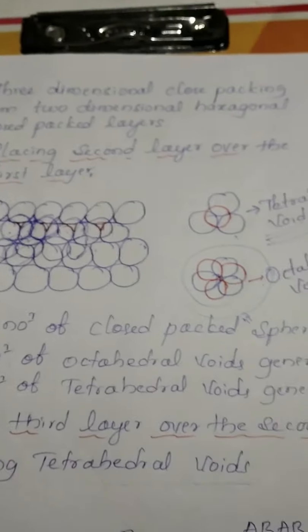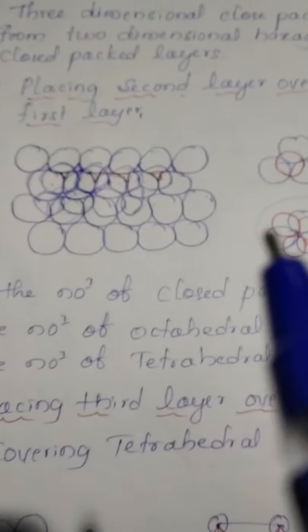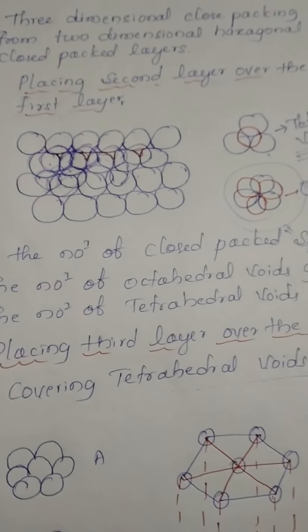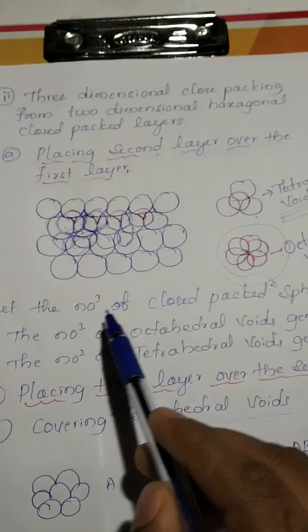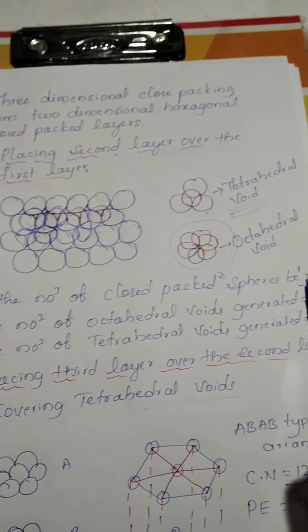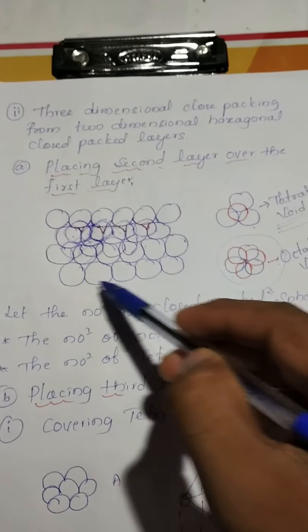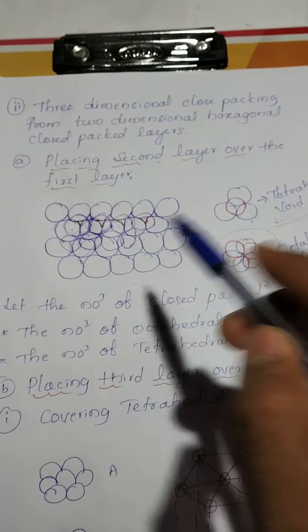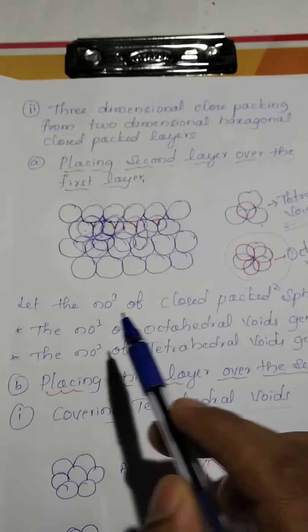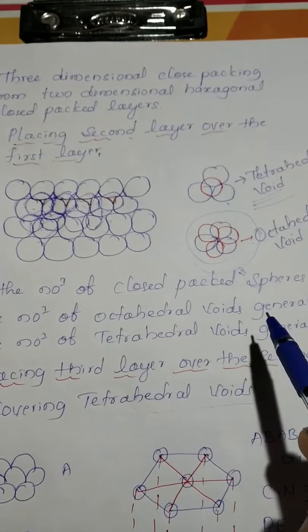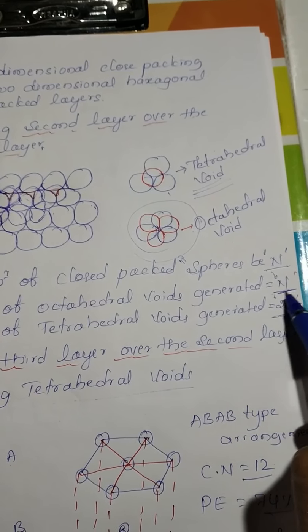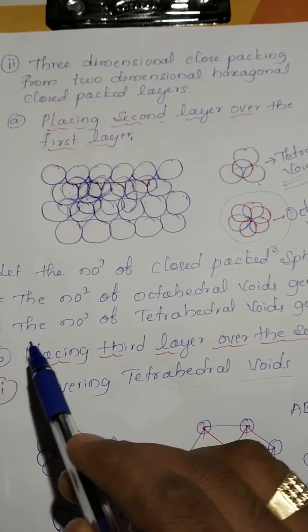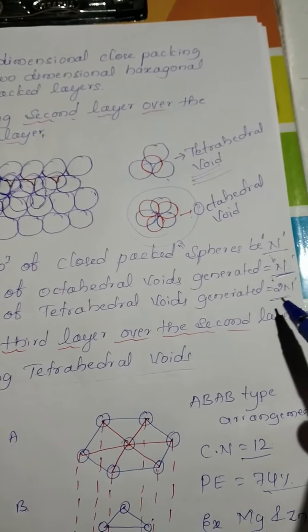Okay. Now, one more important concept is there. Let the number of close packed spheres be n. If the number of close packed spheres is n, the number of octahedral voids generated is n, and the number of tetrahedral voids generated is 2n.